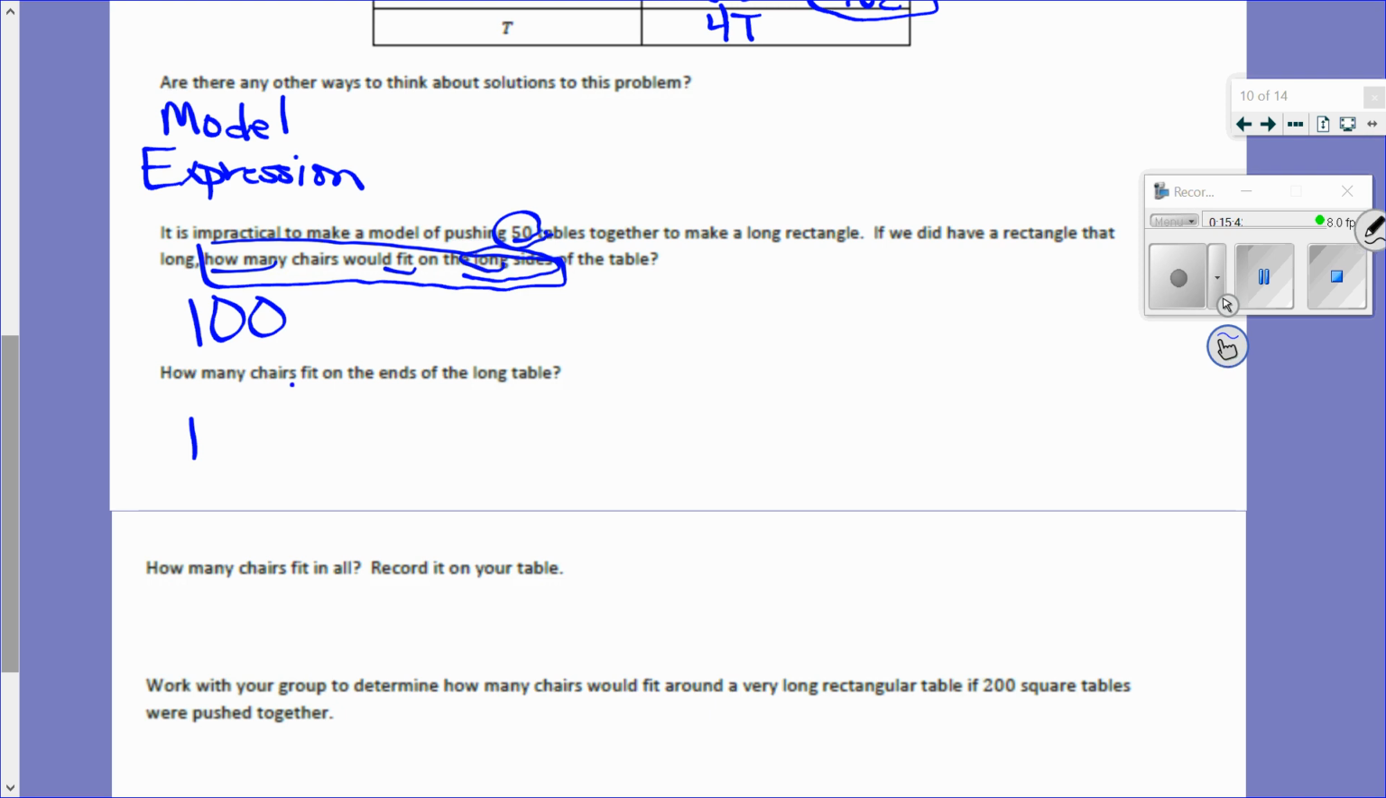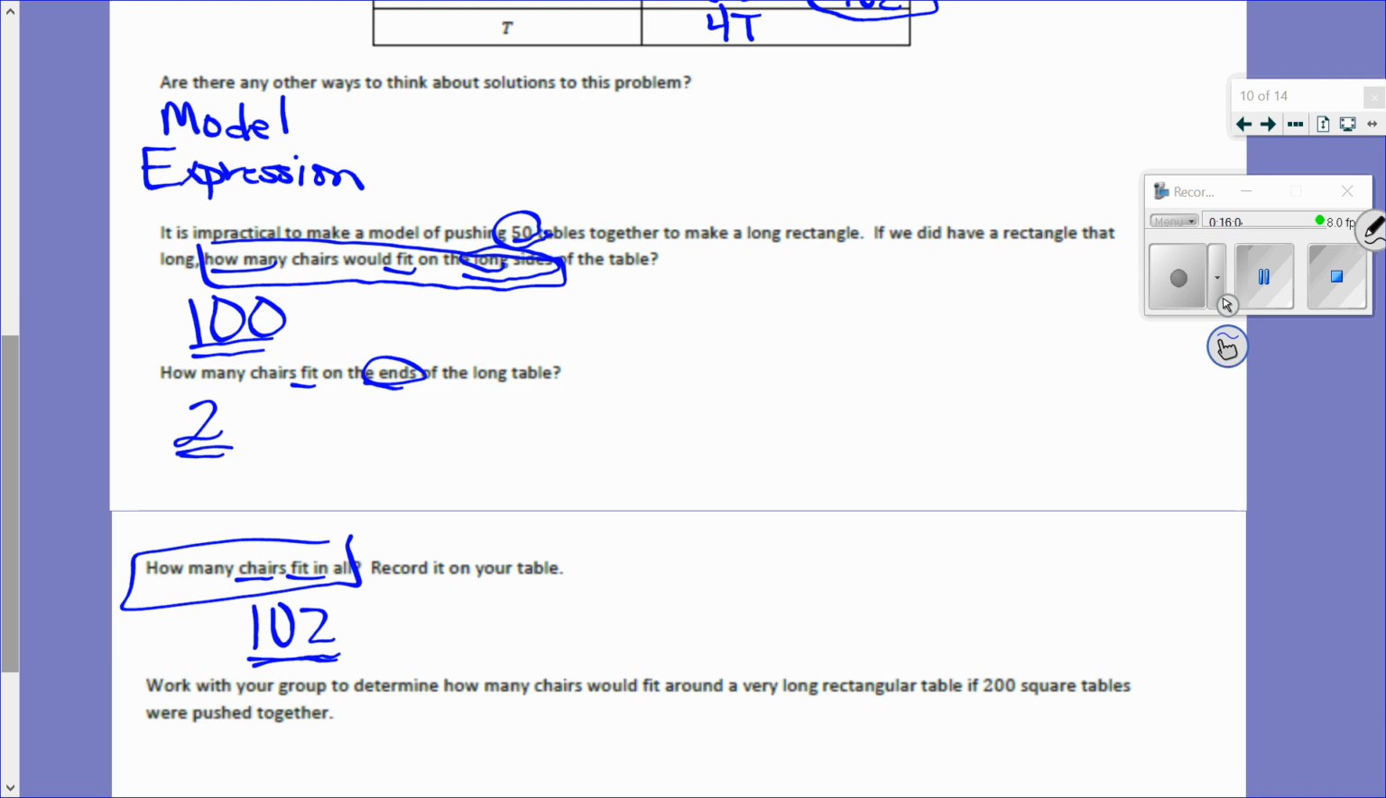Now, how many fit on the ends of the long table? 2. So how many chairs fit in all? 100 on the long sides plus 2 on the end? 102. Does everybody understand where that number comes from now?